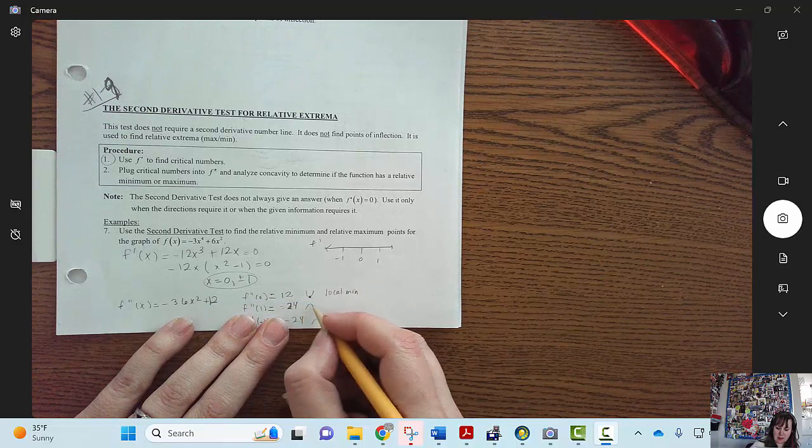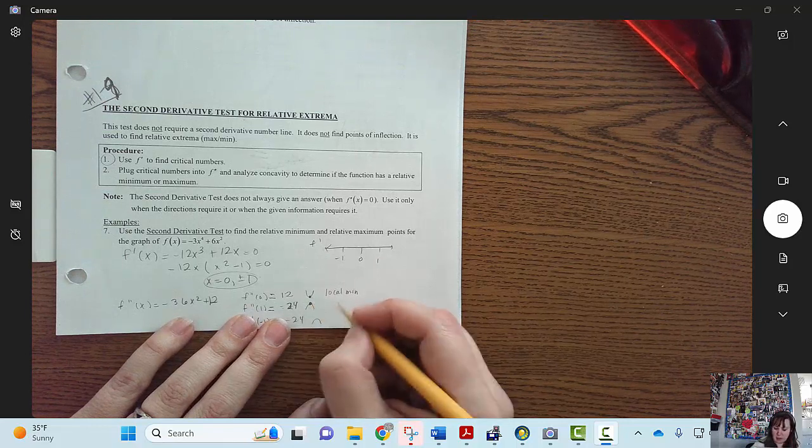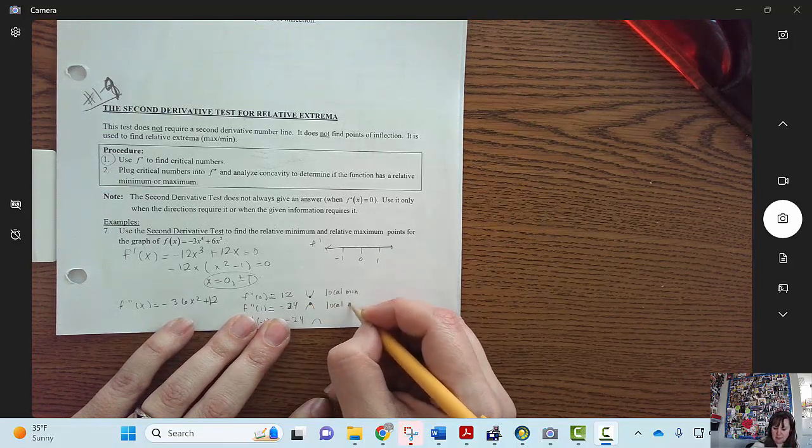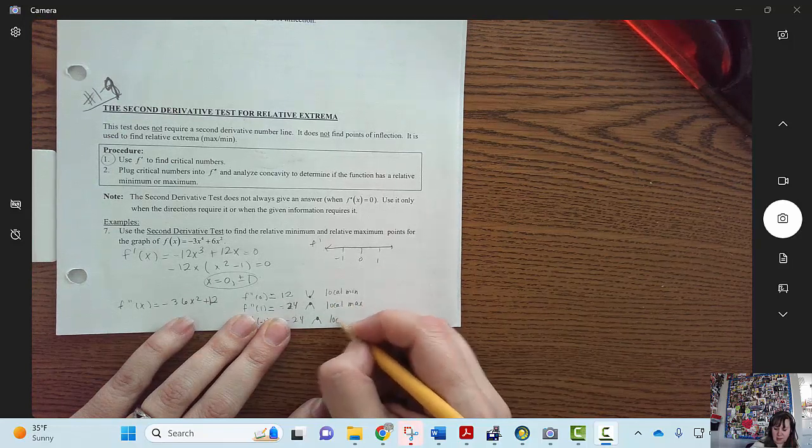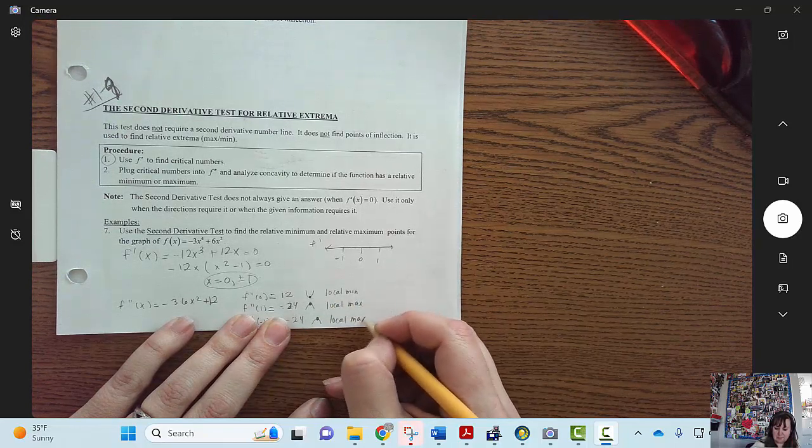Again, I know this is concave down. I know the first derivative is 0. So we're talking about that spot literally right there. So that's a local max. And then same for this next one. That would also be a local max.